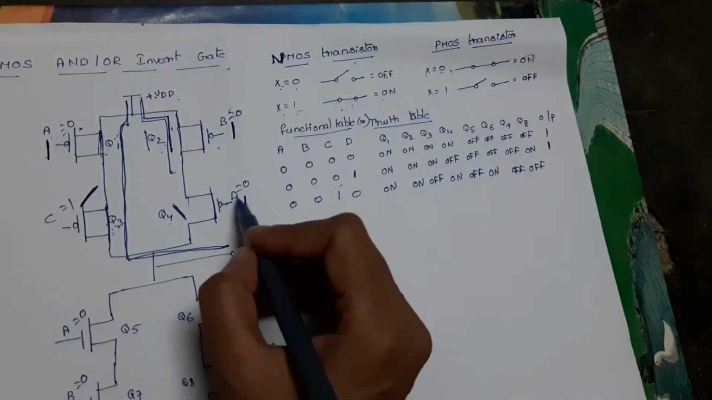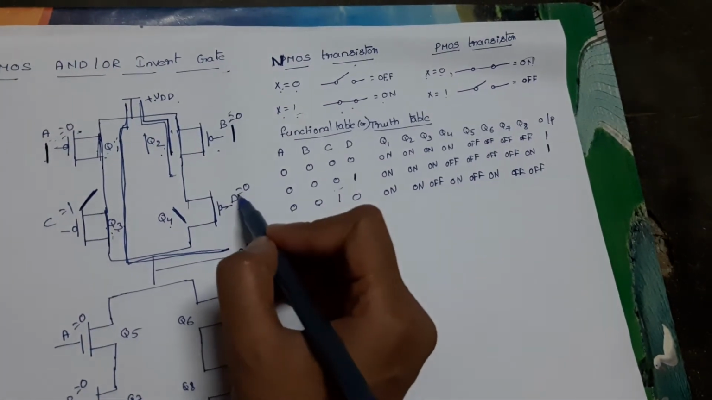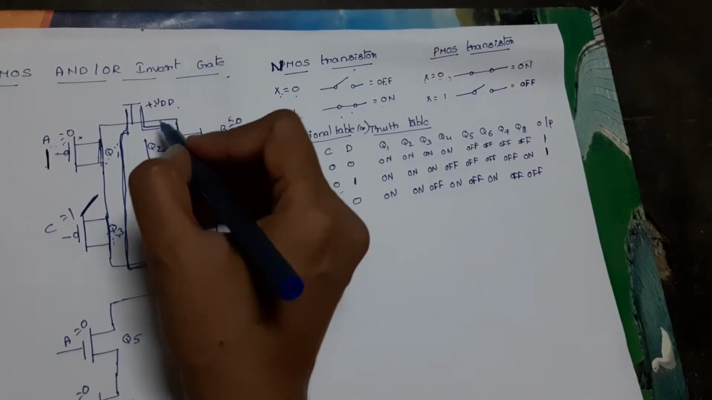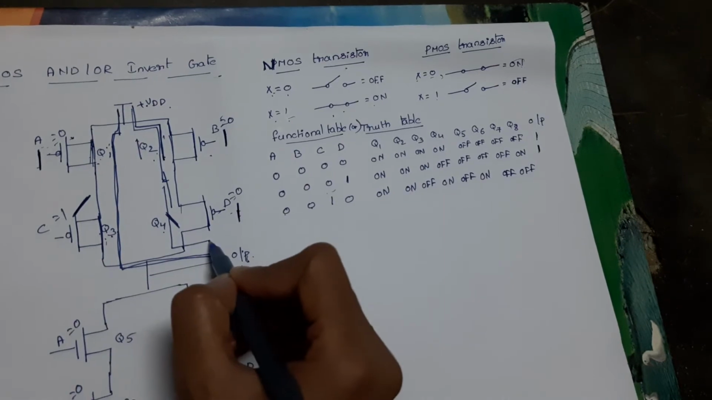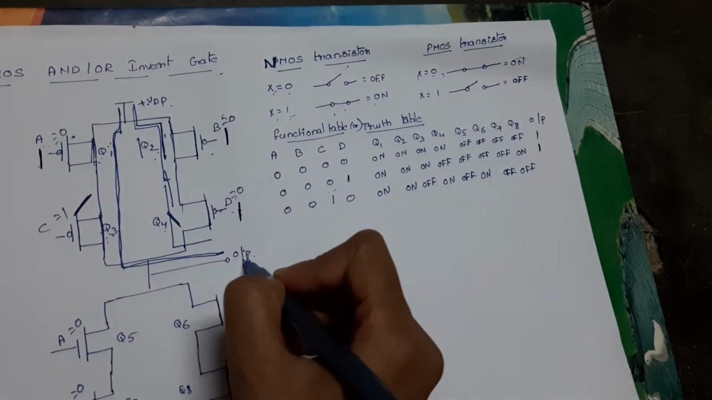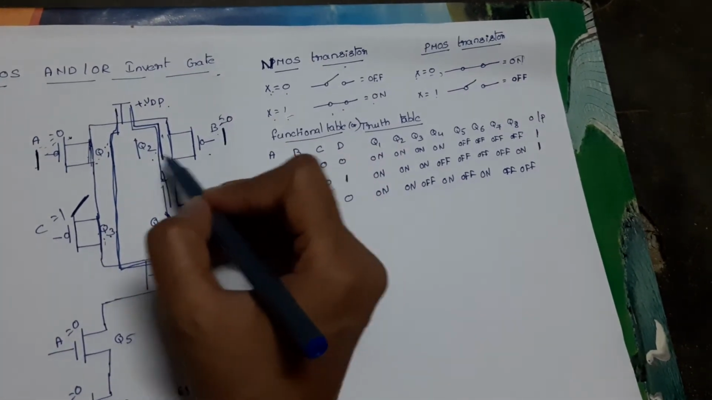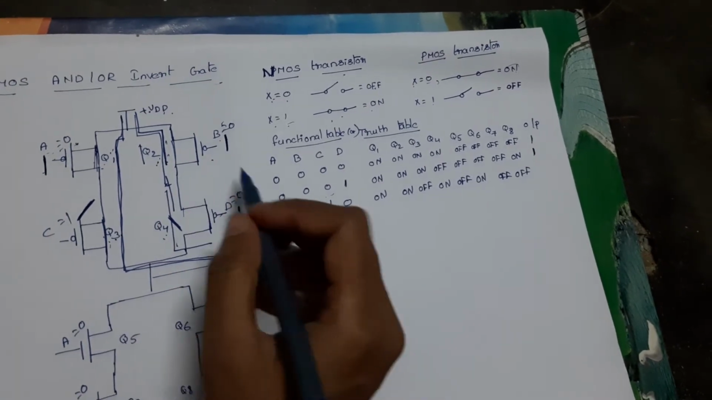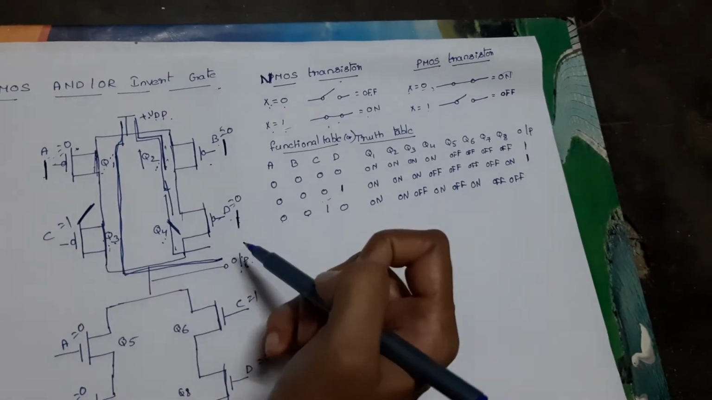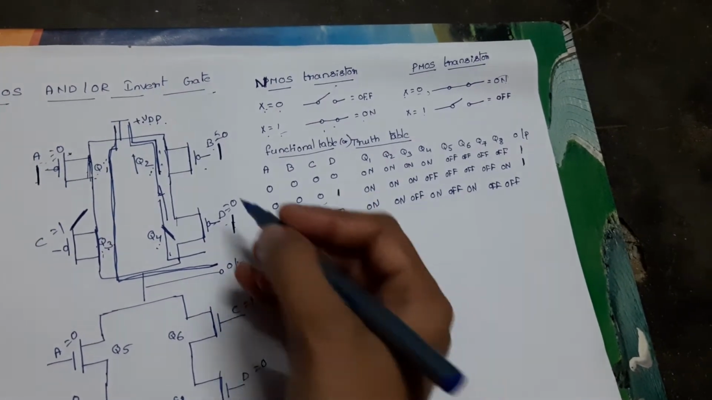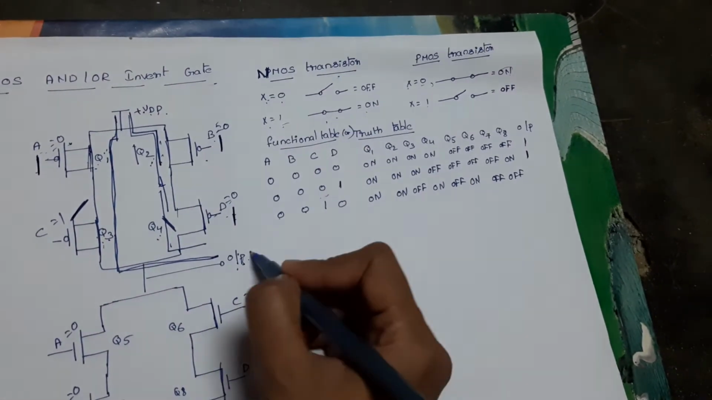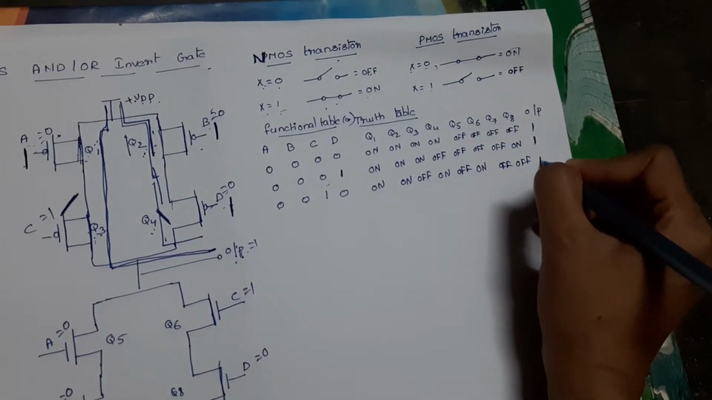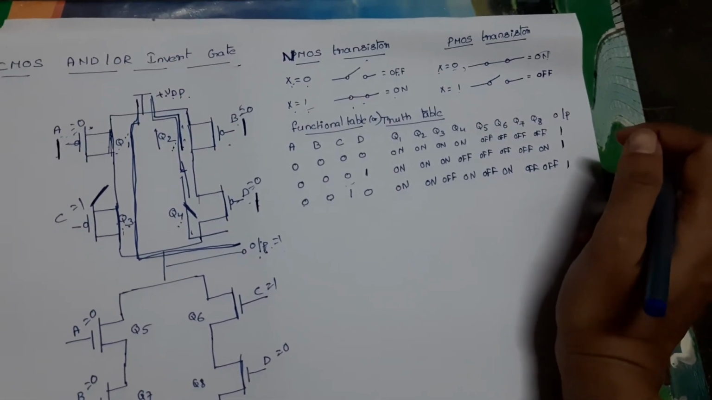So here D is equal to 0, right? So D is equal to 0. Now that means this is also short circuit only. So there exists a flow of voltage from plus VDD to the output terminal, because the transistors B, Q2 and Q4 are short circuited. So we can say that there exists a plus VDD voltage at the output terminal. So output is 1 here. So here also output is 1.